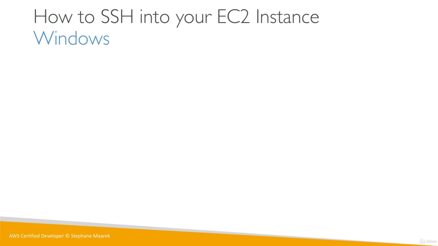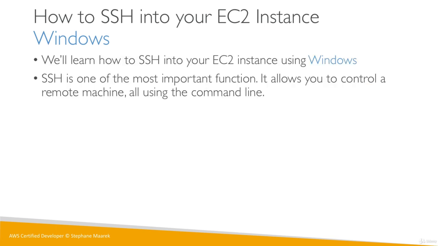Okay, so we are going to learn how to SSH into our EC2 instance using Windows. And for this, we need to ask, what is SSH? Well, SSH to me is one of the most important functions, especially when you deal with Amazon Cloud. It will basically allow you to control a machine remotely, all using the command line, okay?